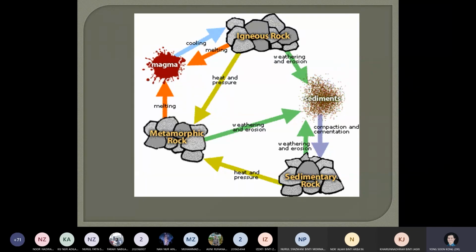Like chalk. Chalk is also another example of sedimentary rock. Previously, during my time, chalk was usually used for writing on the whiteboard, not whiteboard, blackboard. Nowadays, you only know whiteboard, isn't it? But during my time, they were like blackboards, green color, and they used chalk to write.